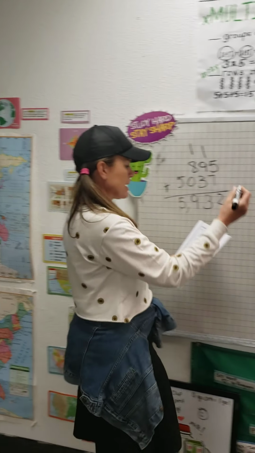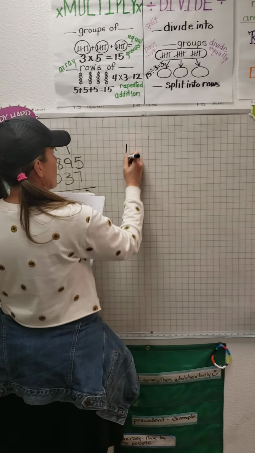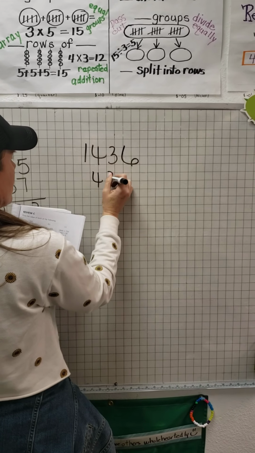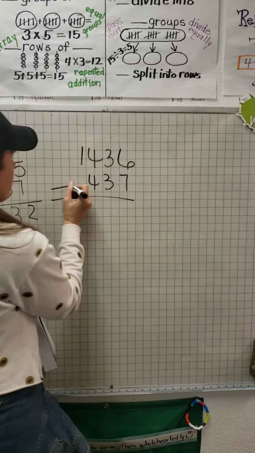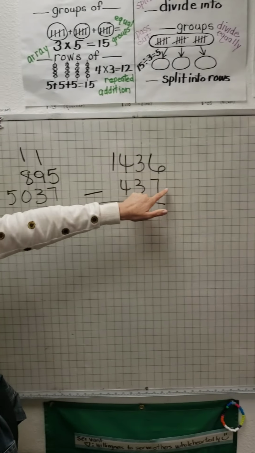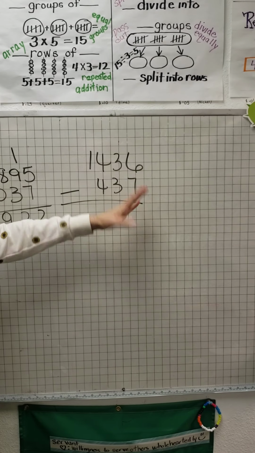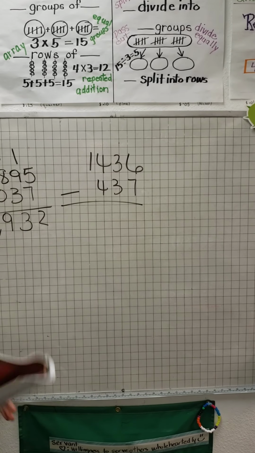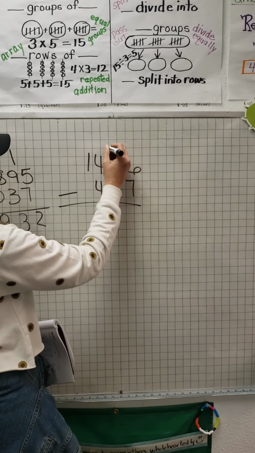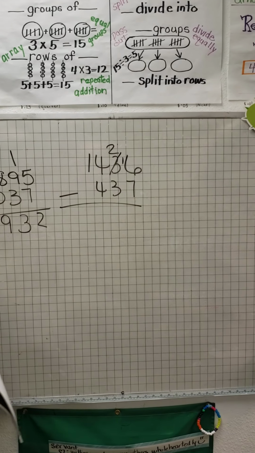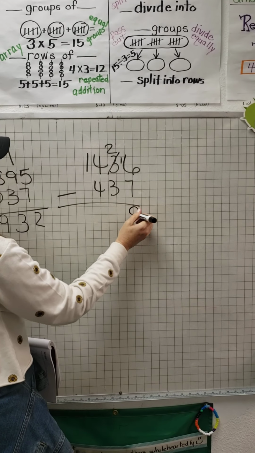All right, the next one is a subtraction. So we have 1,436 minus 437. Now we can see here we cannot take a larger number and subtract it from a smaller number. So 6 minus 7 can't do. I'm going to have to borrow from my tens. So I'm going to take 10 and bring it here. So now I have 16 minus 7 is 9.